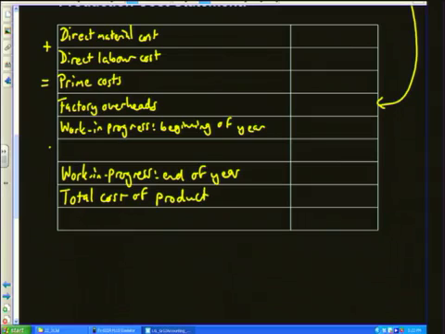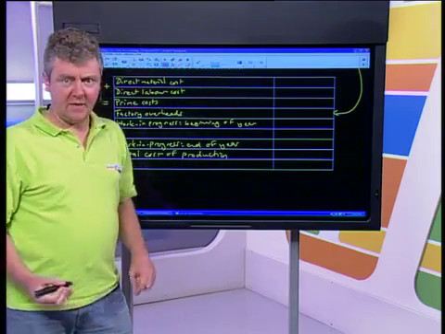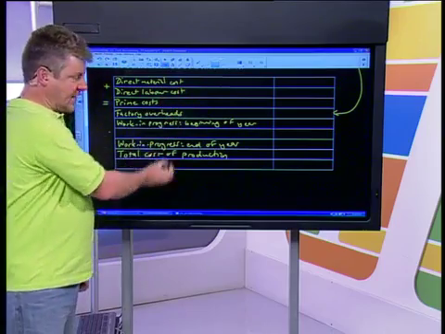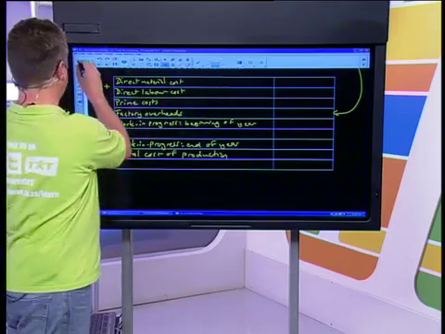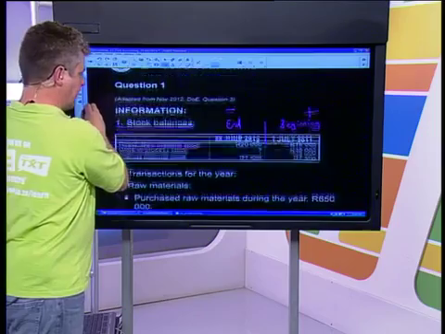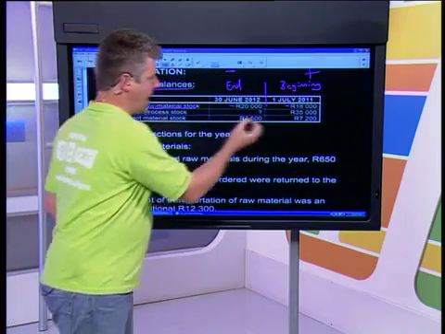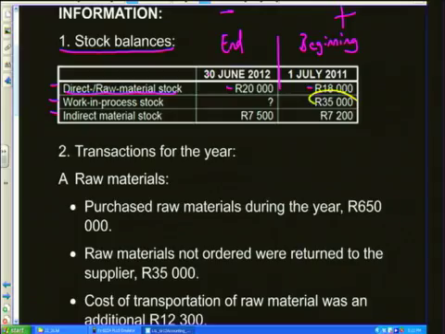So the format is very important, and you need to understand it. Be very clear that you've studied this well, that you know what goes in here. And now that we've written these items in, we can look back at the question and see what's been given to us. You'll remember that they've given us here our work in process or work in progress stock at the beginning of the year. Remember, you might sometimes see it spelled like this: work in process.